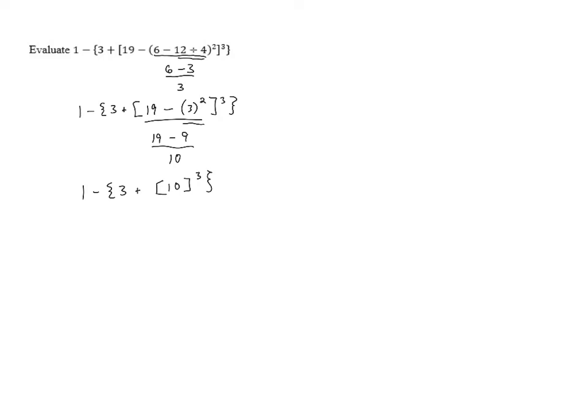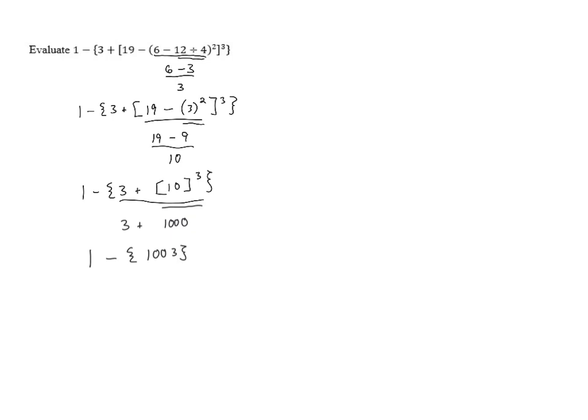Now we have to evaluate inside the braces, and here we've got 2 operations. We've got an addition and an exponent. We've got to do the exponent first, so we've got to take 10 cubed. It's 10 times 10 times 10, which is 1,000. So we've got 3 plus 1,000 inside those braces, and 3 plus 1,000 is 1,003. So we've got 1 minus, in the braces, 1,003. And then this is just 1 minus 1,003.